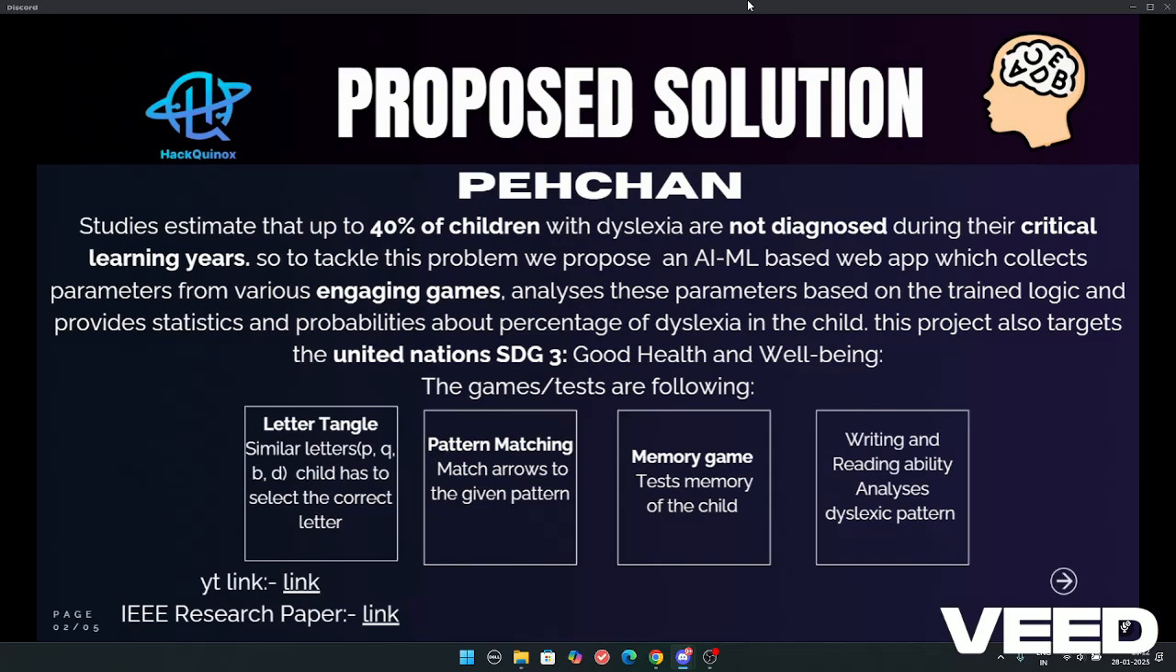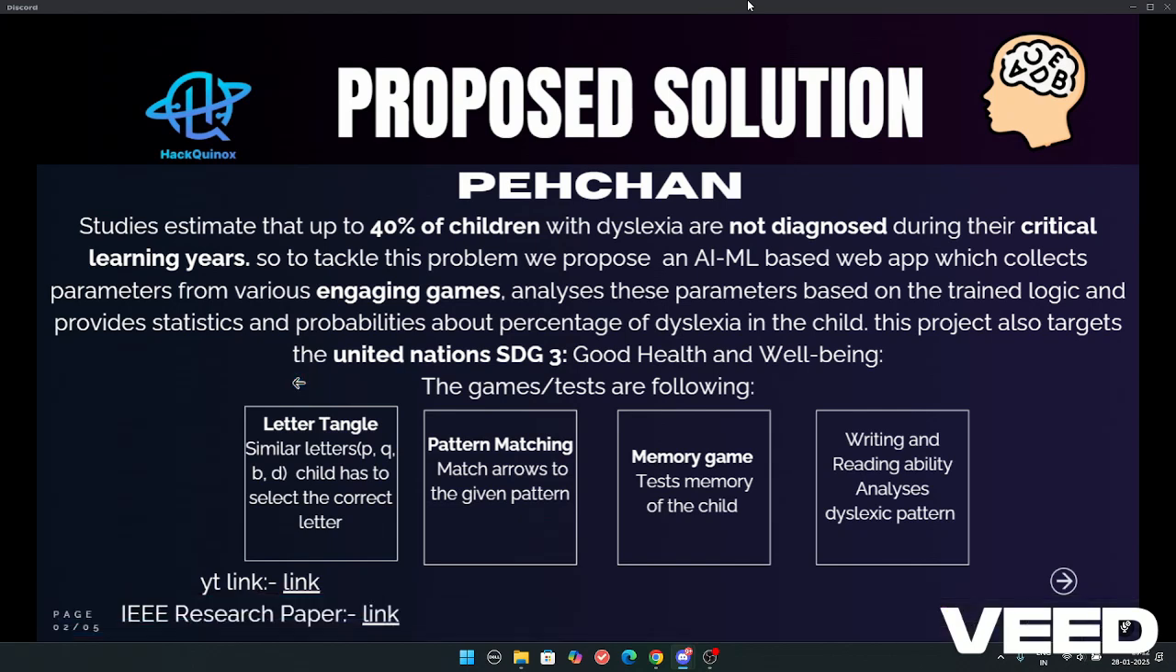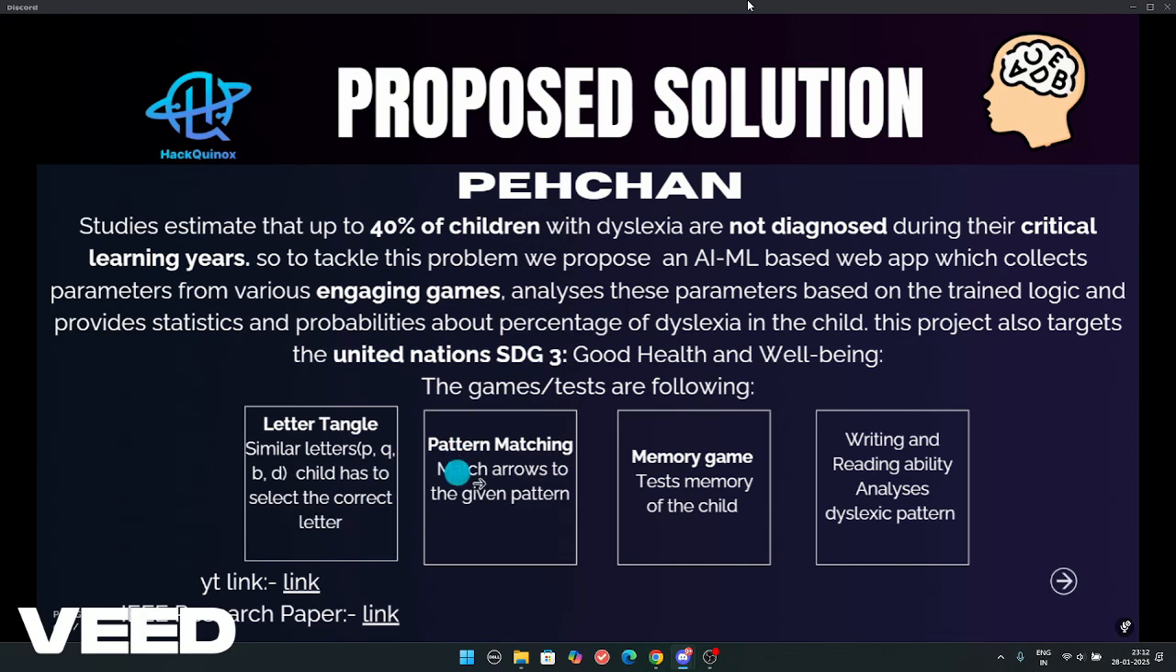So let us have a look at the games we propose and their respective parameters which will be fed into the AI/ML. The first game is Letter Tangle. In this, the child will be given similar-looking letters from which he or she has to choose the correct letter. This measures letter confusion between similar letters. The next game is pattern matching, in which the child has to match arrows to the given pattern. This measures the child's attention to detail in visual patterns.